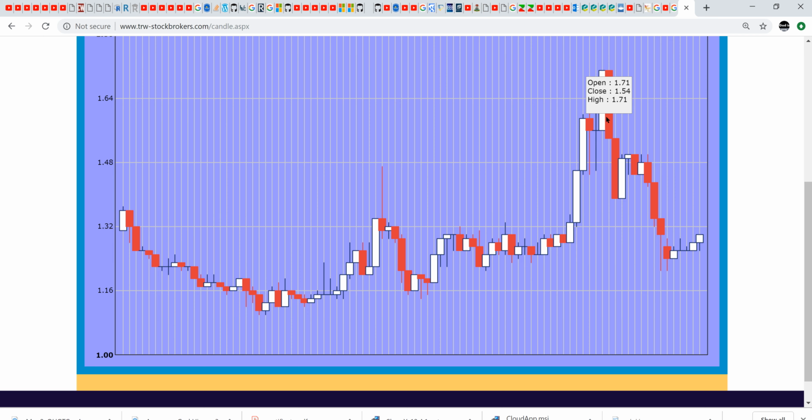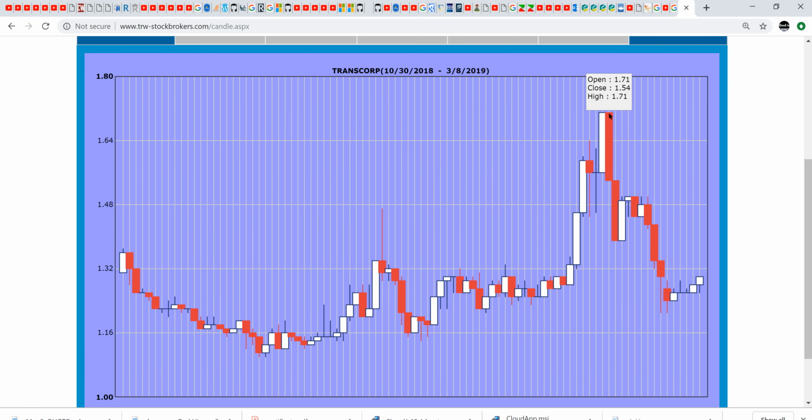But like I advise again, don't just rush into investing, because look at this now. If you invest when the price is here, oh my God, it closes at 1.71. That's 1 naira 71 kobo.